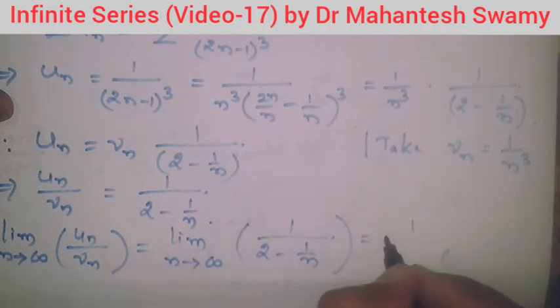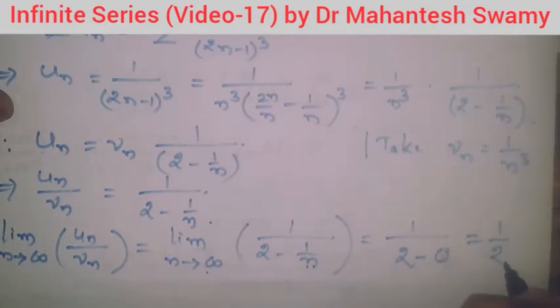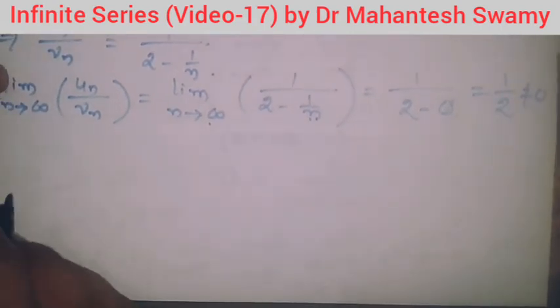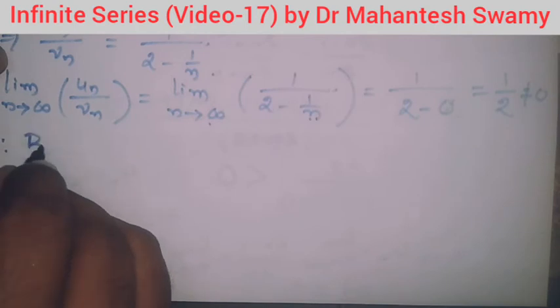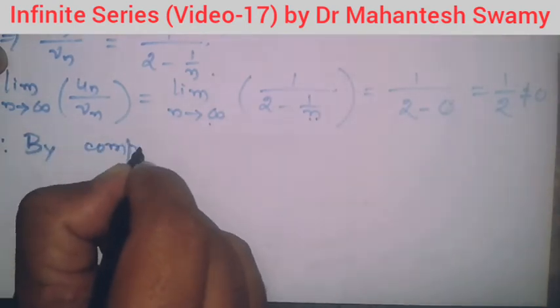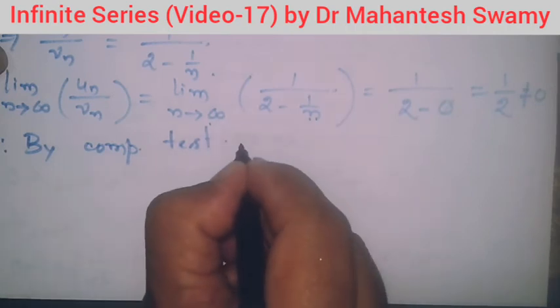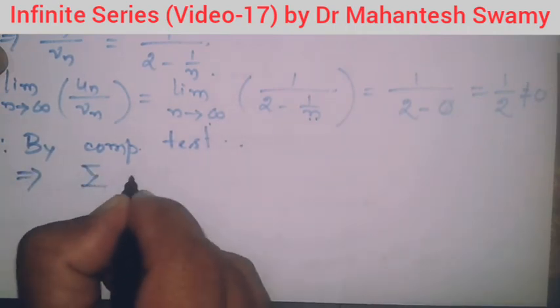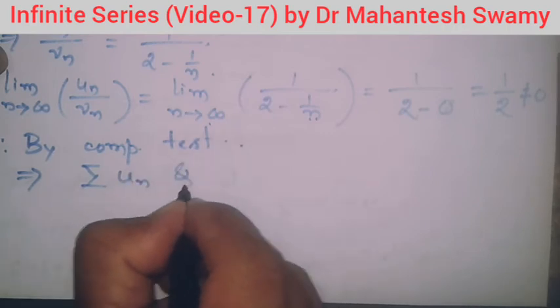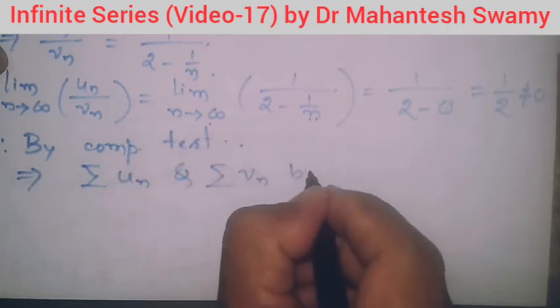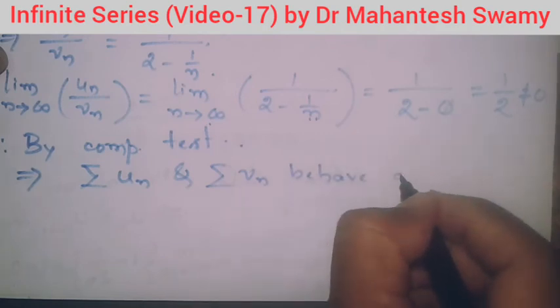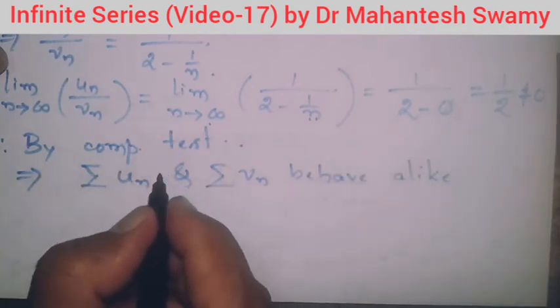So it is 1 by 2 minus 1 by infinity. We substitute infinity here, so 1 by infinity is 0. So this is 1 by 2. We get this limit as a non-zero finite quantity. So when we get a non-zero finite quantity, therefore by comparison test, it implies summation Un and summation Vn behave alike. This is our conclusion from the comparison test of type 3.